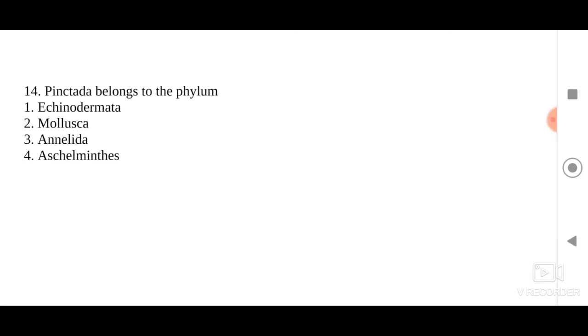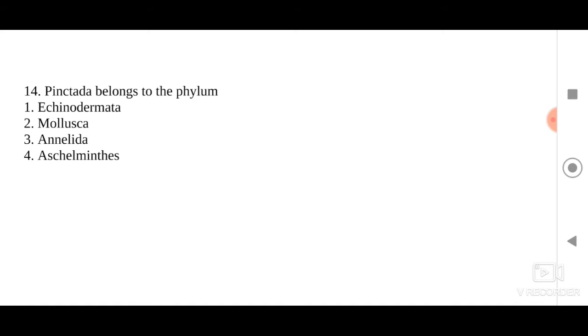Pinctada belongs to the phylum. Four options have been given here. Option 1, we have Echinodermata. Then we have option 2 as Mollusca. Then option 3, Annelida, and option 4, Aschelminthes.